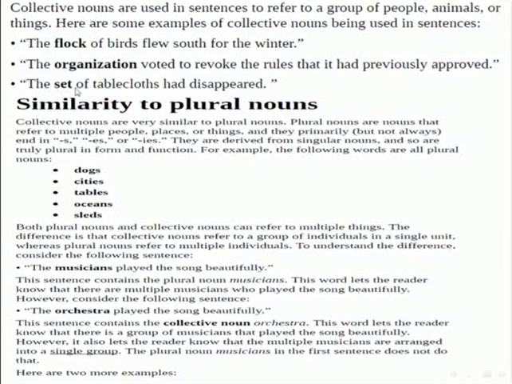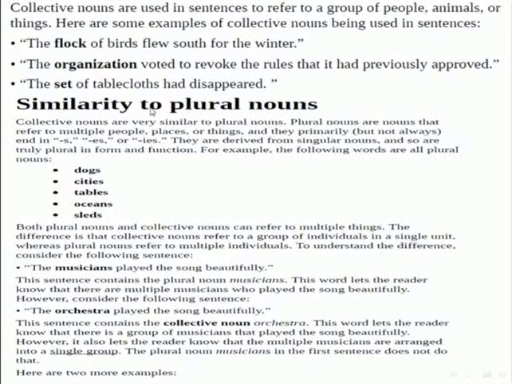Right. The set of tablecloths had disappeared. The set here is a collective noun. Here it's a singular noun. But under it there are members of things, which is tablecloths, not clothes, sorry. Right? What else? Another topic here for collective nouns.